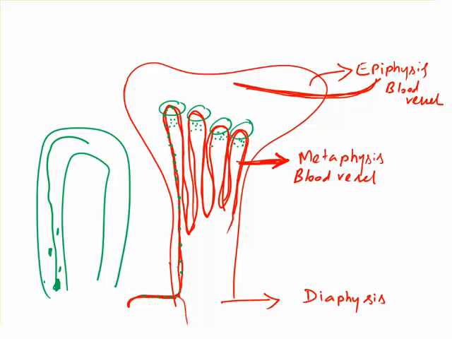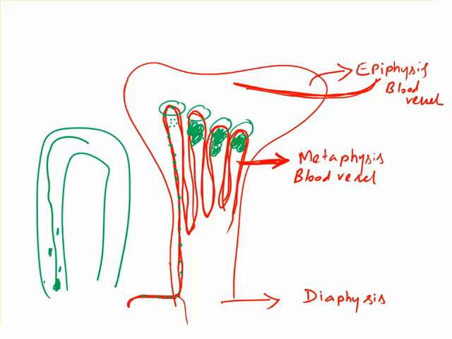Which cell will come? Which inflammatory cell is involved? Neutrophil. Okay. So the neutrophil will come and the neutrophil will take the bacteria. What will happen? They will kill the bacteria. They also die and they form pus.